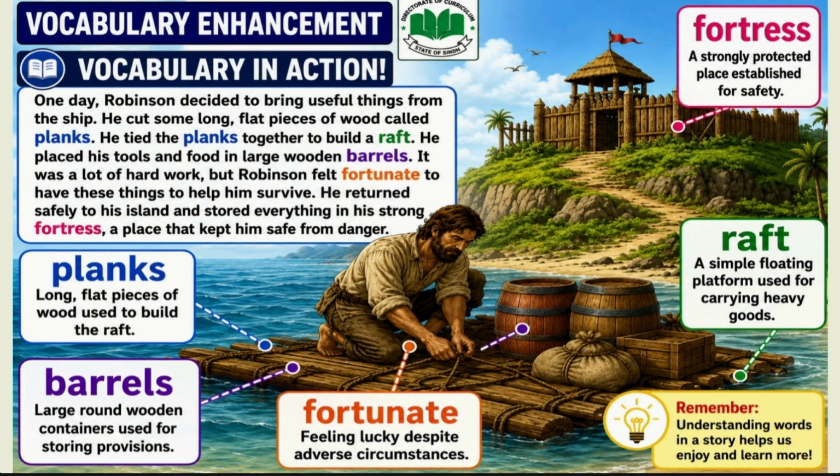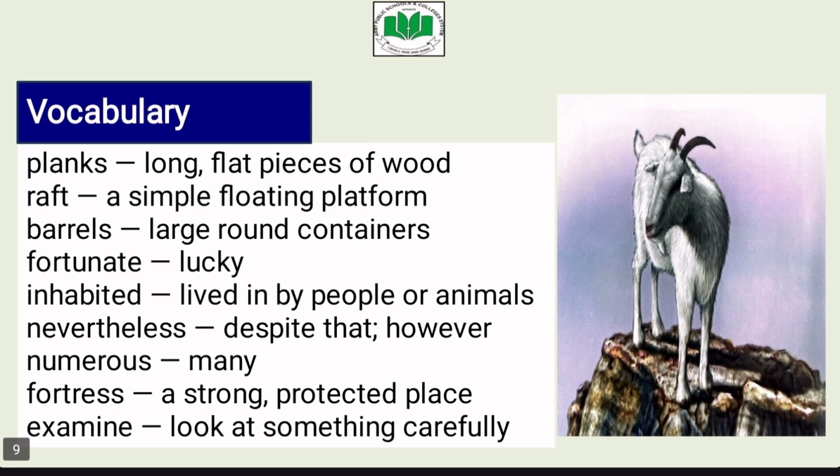Vocabulary in action. One day, Robinson decided to bring useful things from the ship. He cut some long, flat pieces of wood called planks. He tied the planks together to build a raft. He placed his tools and food in large wooden barrels. It was a lot of hard work, but Robinson felt fortunate to have these things to help him survive. He returned safely to his island and stored everything in the strong fortress, a place that kept him safe from the danger. Now let's revise the vocabulary.